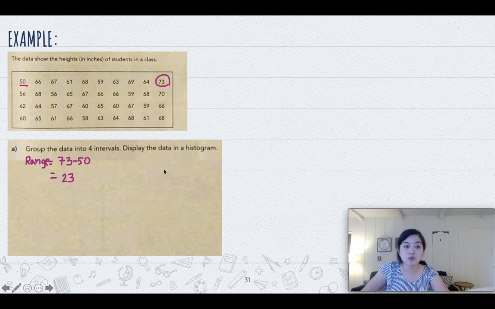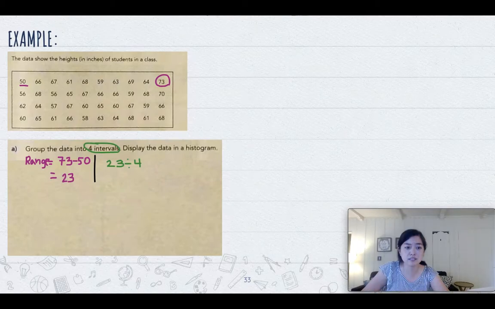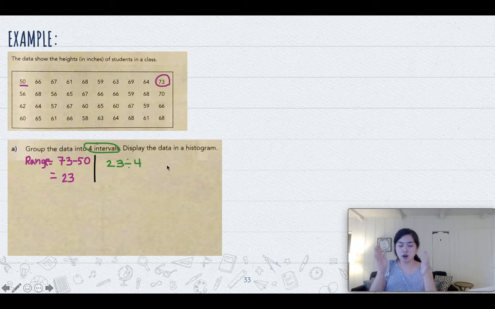And so you want to display the data in a histogram. So these are the number of intervals that you want, okay? And then you're going to divide it by 4 because that's the number of intervals that you want. And then you're going to see how wide your interval is exactly, okay?